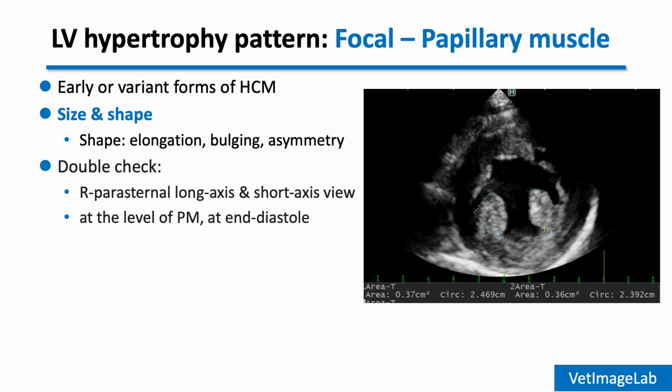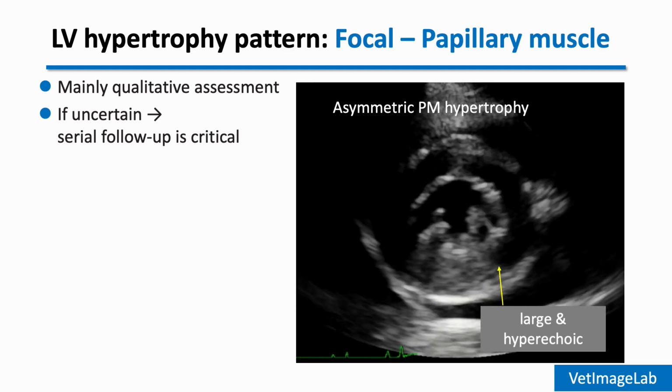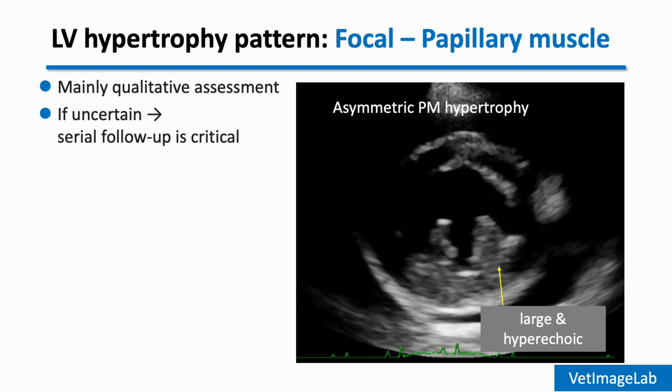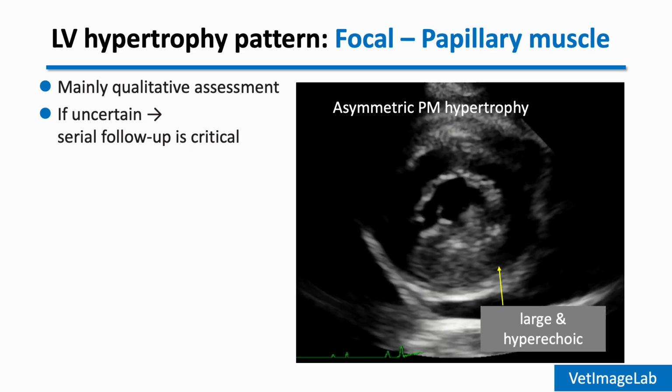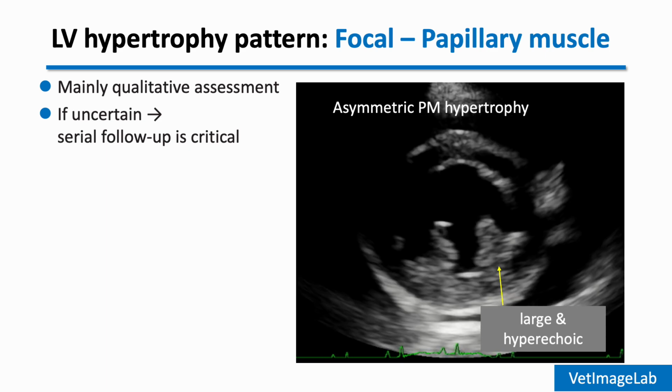Focal hypertrophy can involve papillary muscle thickening as early or variant forms of hypertrophic cardiomyopathy. It can be challenging to detect because it doesn't present with global thickening. In this form, both size and shape of the papillary muscles should be assessed carefully. You may see elongation, bulging, or asymmetry, often in the anteromedial or posteromedial muscle. In some cats, hypertrophy may affect only a single papillary muscle.